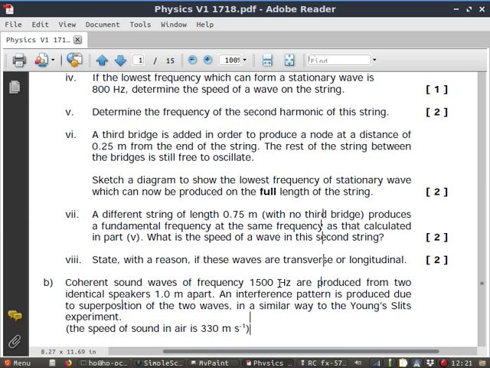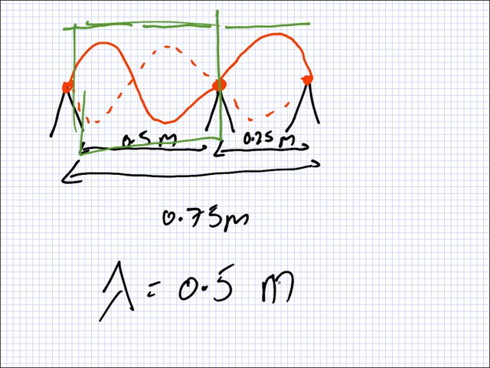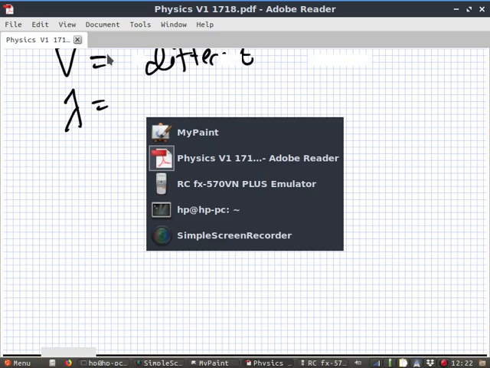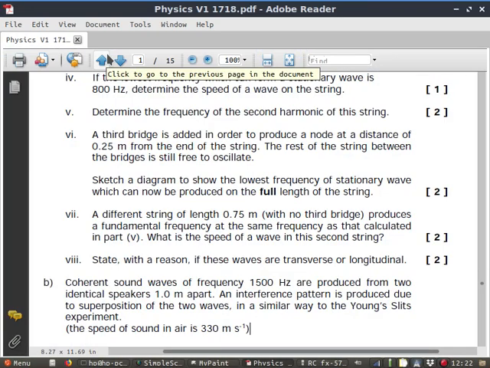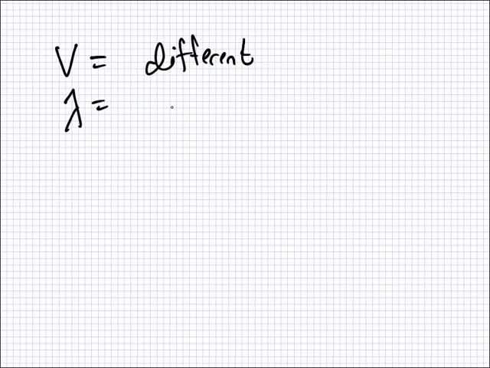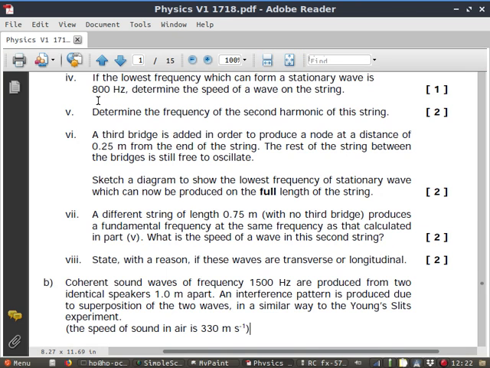A different string of length 0.75 with no third bridge produces a fundamental frequency at the same frequency as that calculated in part 5. What is the speed? Okay, so this time, Ben, there's a new string. It's a different string. And they're saying that the V is now different. The lambda is 1.5. It's fundamental, not foundation. 1.5. And F is also the answer for part 5.